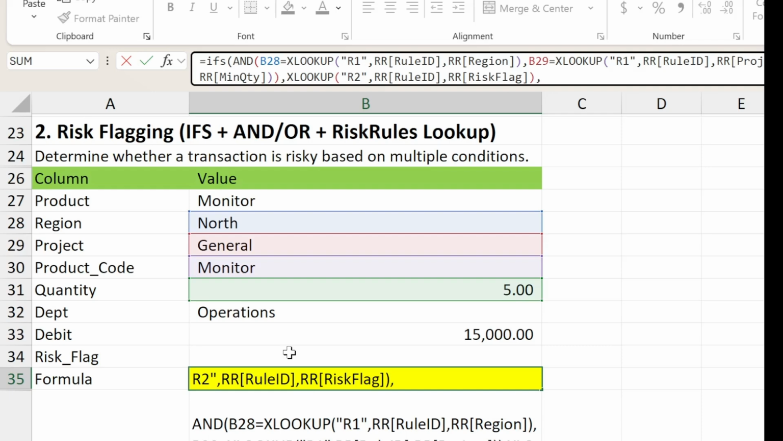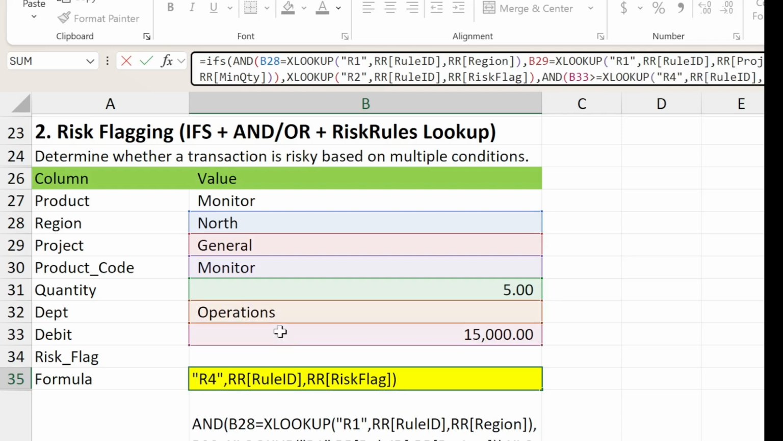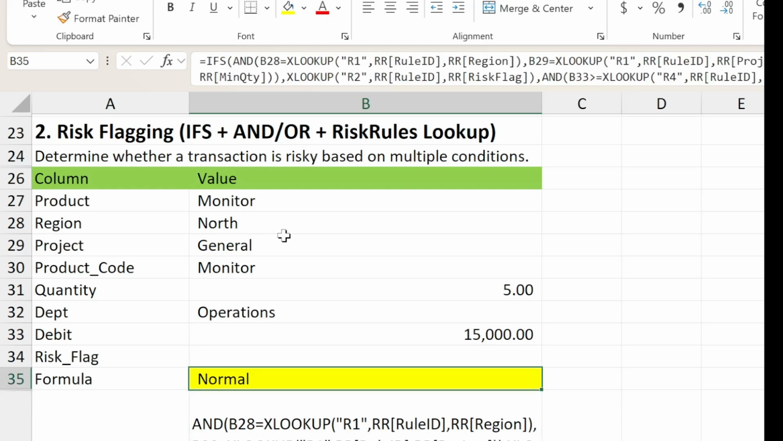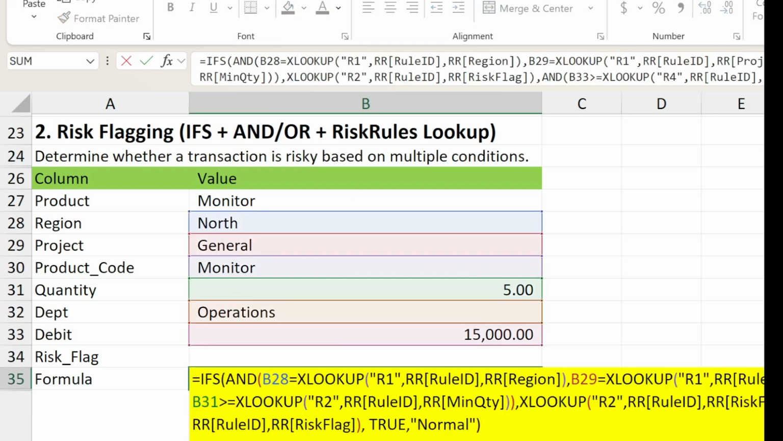The second rule checks if the product is monitor and the quantity meets a minimum level. The third rule checks if the debit exceeds a minimum amount and the department matches a specific value. In the sample data none of these rule conditions are fully met so the IFS logic returns normal risk. This example shows how nested if allows you to evaluate several criteria clearly and in order.